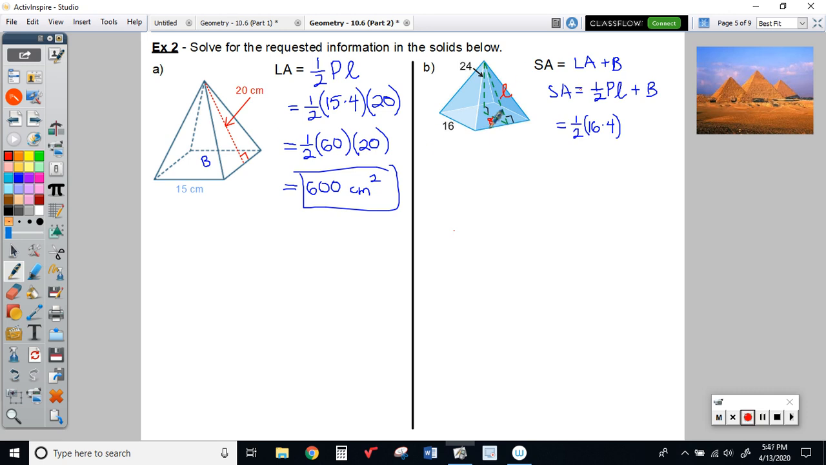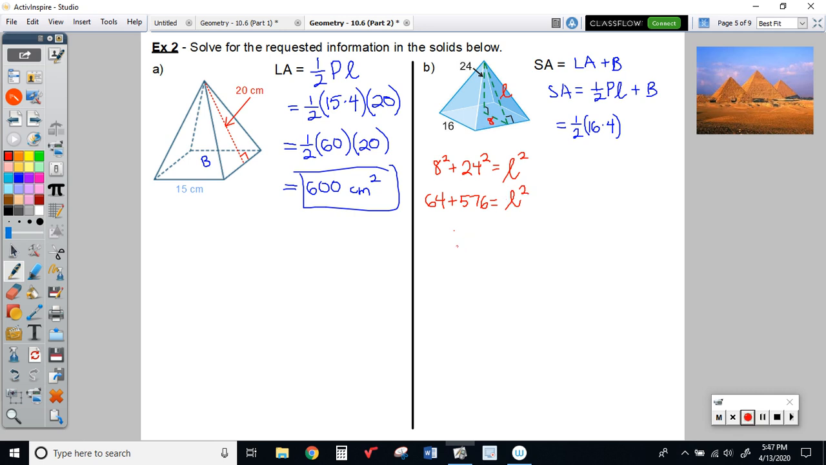And then from there we could do some Pythagorean theorem work right here. We've got this right triangle, this green right triangle. We could say that 8 squared plus, the L should be the hypotenuse. So 8 squared plus 24 squared equals L squared. That'd be 64 plus 576, 640 equals L squared.